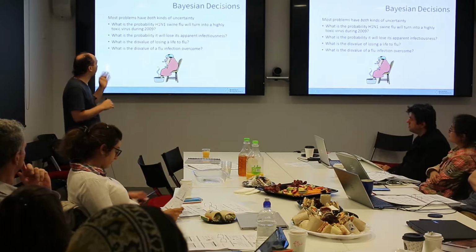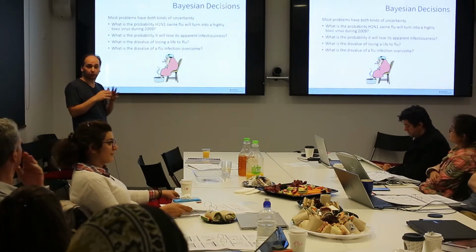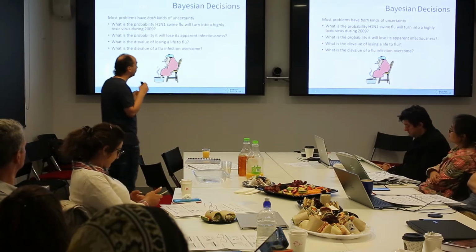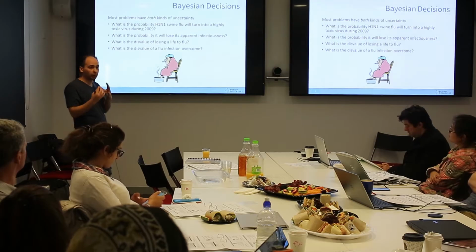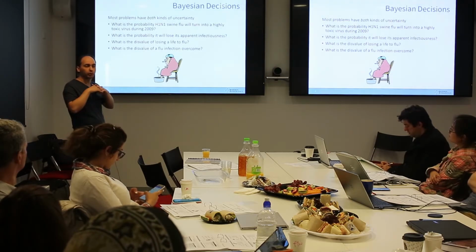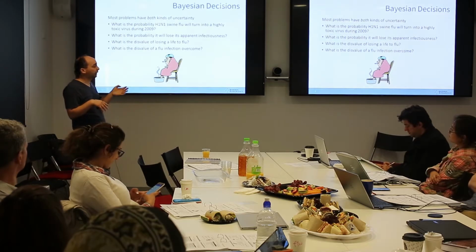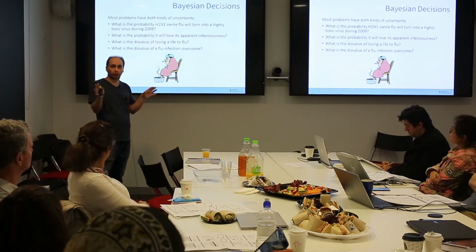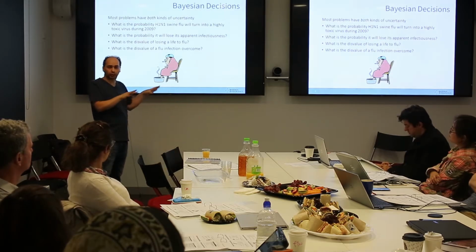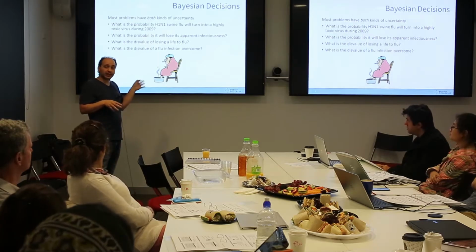So, for instance, what's the probability that swine flu will turn into a highly toxic virus during 2009? Essentially, we're asking a probability. We're just saying, what's the probability that this event could occur? Or what's the probability that it will lose its infectiousness? All we're focusing on there is what we focused on in the previous sessions, just the probability of something happening. But we can also look at disvalue.